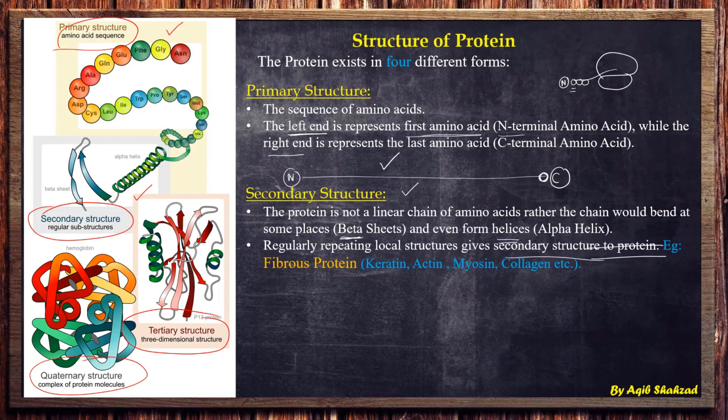The first example we can quote here is fibrous protein, like keratin in our nails, hair, hoofs, claws, and actin and myosin protein. These are the proteins present in muscle cells, which are involved in contraction and relaxation. Collagen is also a fibrous protein, and it exists in secondary structure.